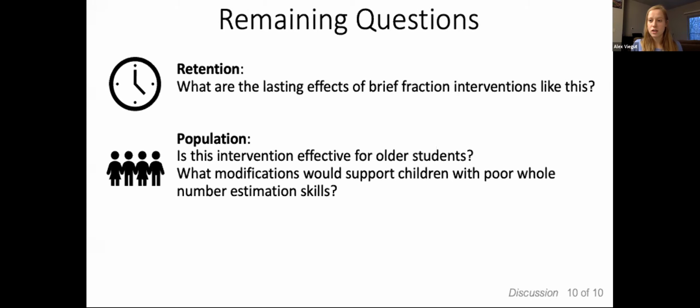What population is this intervention effective for? So would this one have been effective for older students, or how could we have modified it for kids who didn't start with good whole number estimation skills? What populations are our interventions effective for?